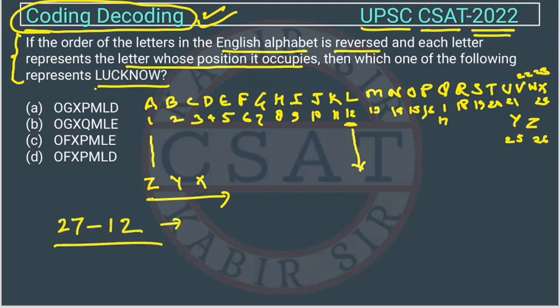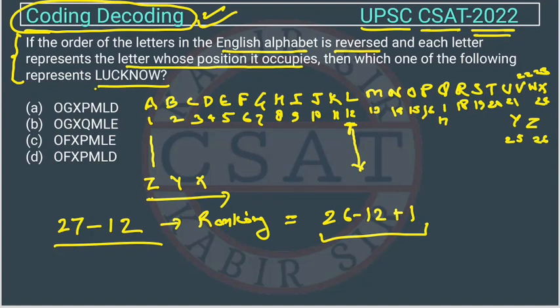So this is nothing, I am just using the concept of ranking here, right? Suppose the rank from the top is 12. So what will be the rank from the end? If you remember the formula, we normally add plus 1. We do 26 minus 12 plus 1. This is the same thing I am doing here, 27 minus 12. So 27 minus 12 will be equal to 15, right? So the letter which is at position 15 will come at position 12 when we reverse it. So this is the only concept.